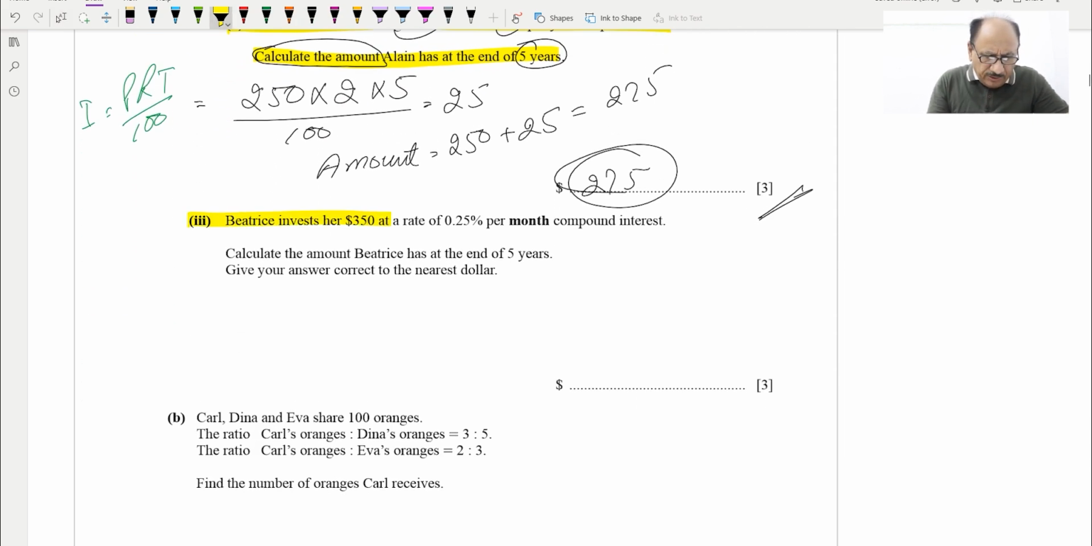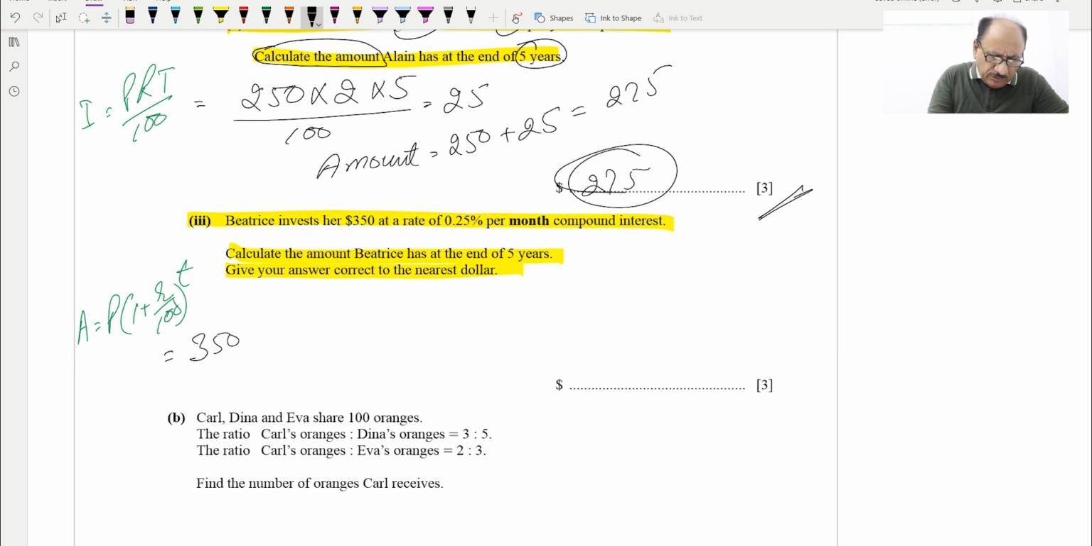Now the third part: Beatrice invests her $350 at the rate of 0.25% per month compound interest. The compound interest formula, you know, is A equals P into (1 plus R over 100) raised to the power T. They are asking to calculate the amount Beatrice has at the end of 5 years. Give your answer correct to the nearest dollar. We will replace the values first.